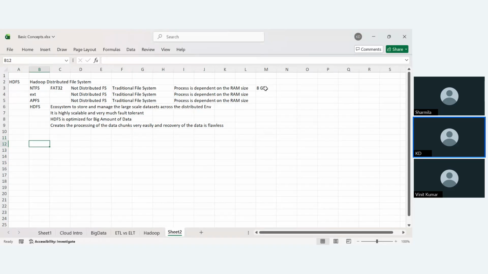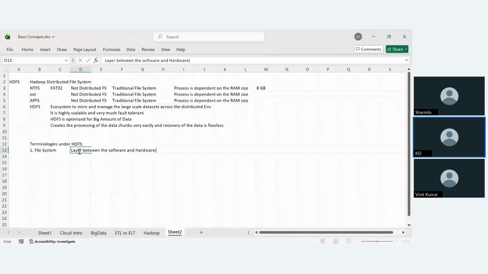Now, let's see some terminologies under HDFS, which we will use when we implement. First of all, there is the file system. As we discussed, there are different kinds of file systems. The file system is a layer between software and hardware. Software you all know. Hardware may be an HDD hard disk or SSD, anything it can be.